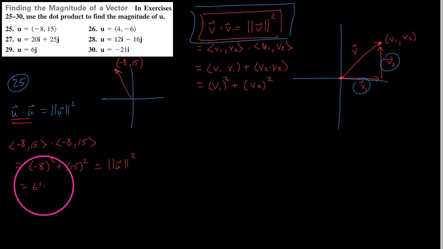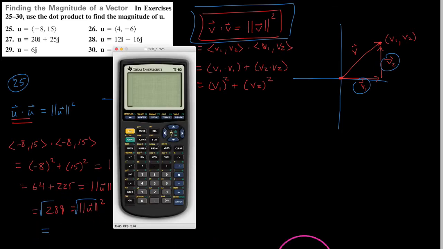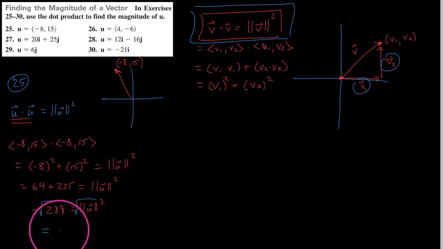So we get 64 plus 225, and I believe this gives us 289, but let's check this out. We get 289 equals the magnitude squared. By wanting the magnitude, we have to take the square root of both sides of this relationship. Essentially, we need the square root of 289. Is 17, I'm pretty sure. Having an off day. It is indeed 17. So 17 is the magnitude of u.